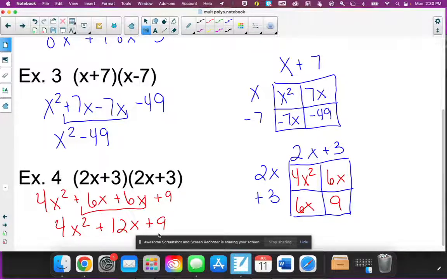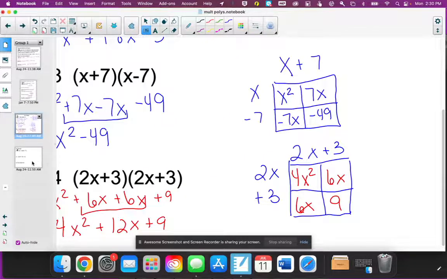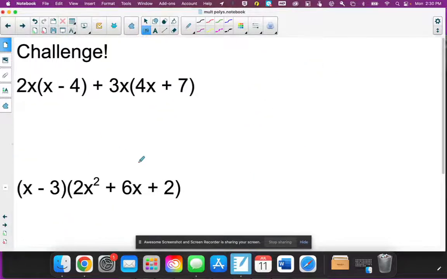Okay, so there are a couple of challenges that I want to work through. A little bit higher level multiplying, which is fine. You will have a couple of these on the work that's going to be assigned for the practice. But I just want to show you what they look like, because there's a couple of times where we could go a little bit higher level than what we're doing.